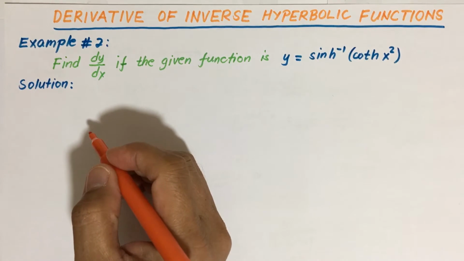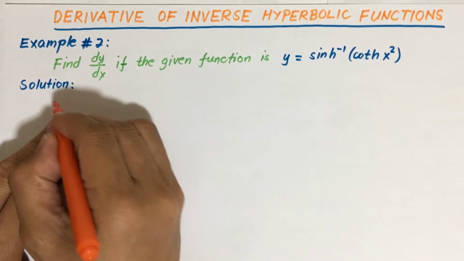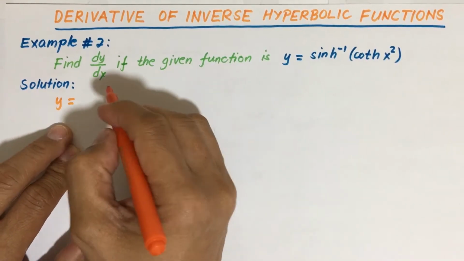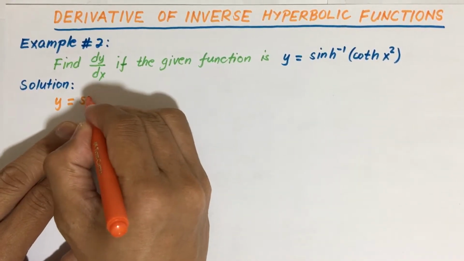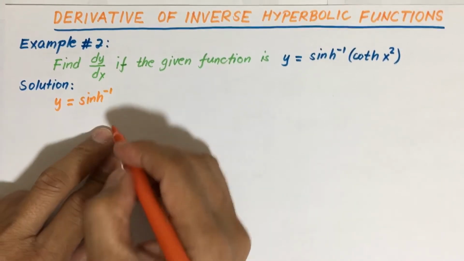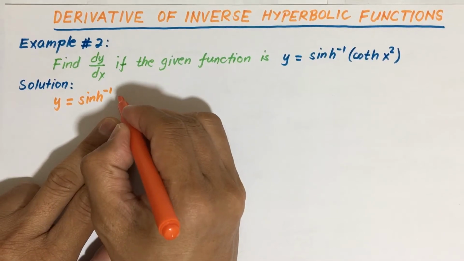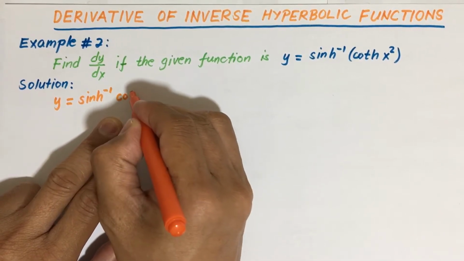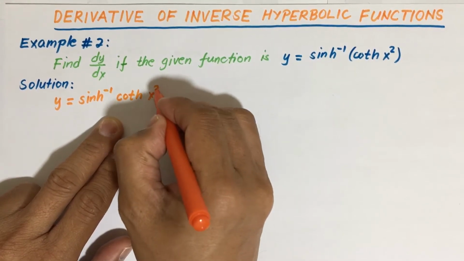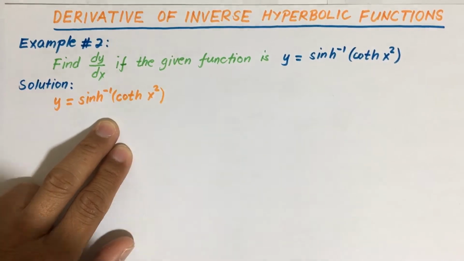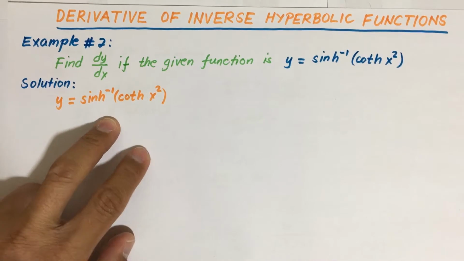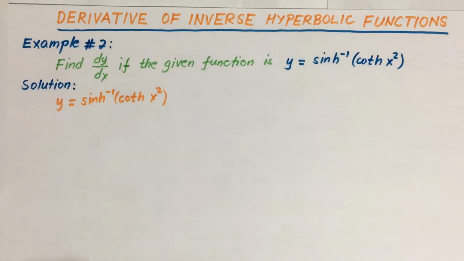Okay, so for our solution, let us just copy the given function. So we're given y equal to inverse hyperbolic sine of hyperbolic cotangent of x squared. Okay, so that's the given. And to solve this, we are going to use the formula.